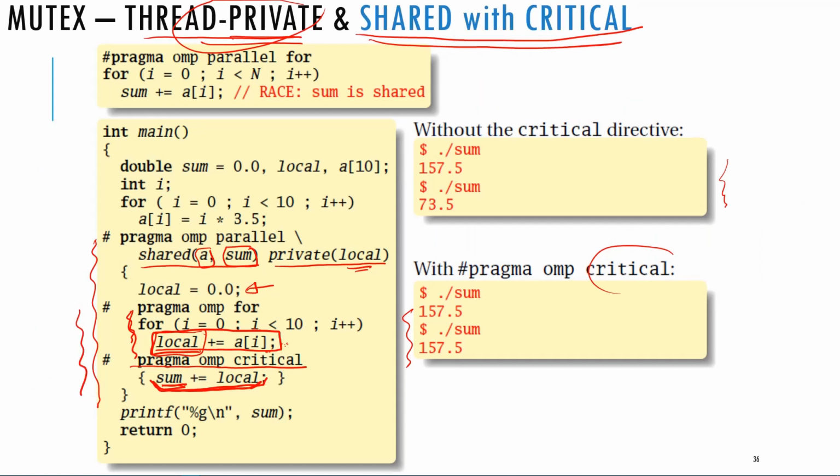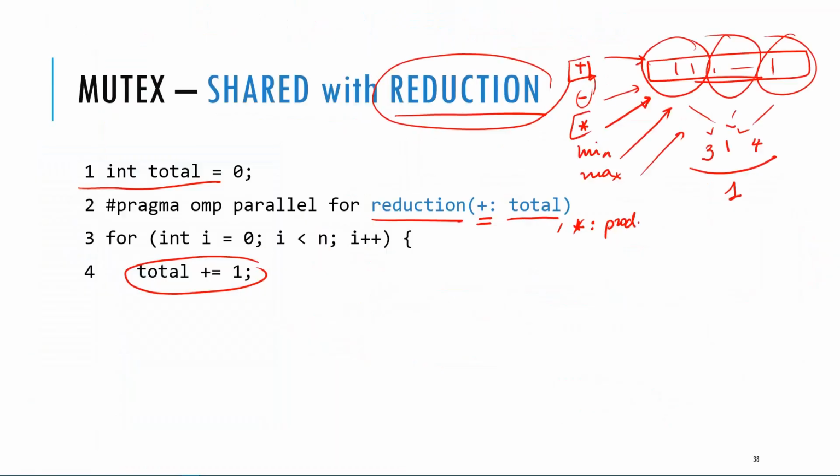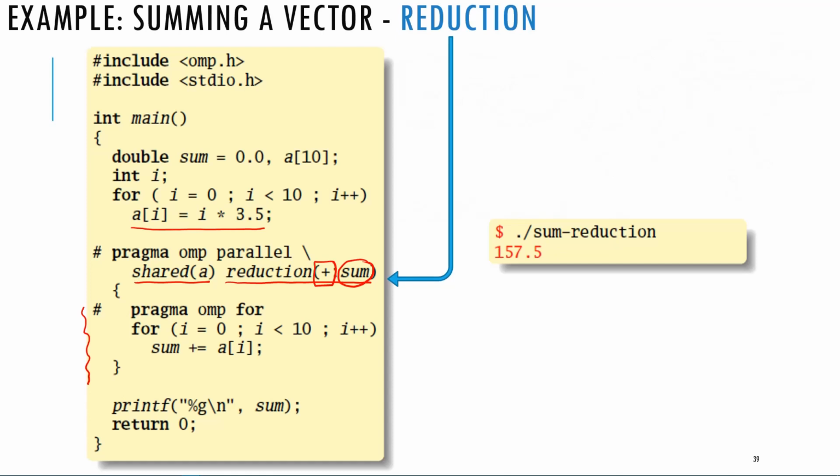Of course, if the calculation that you want to make cannot be defined as a reduction on one single variable, then it's up to you to think about the details and to use the best way to synchronize your code using the critical section or maybe a few atomic clauses.